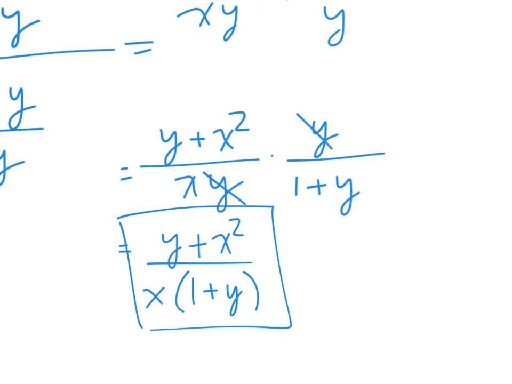Okay, so if you start canceling a lot of things that shouldn't be canceled, a lot of things cancel and you get somewhere that you don't want to be. Okay, so this is method 1.